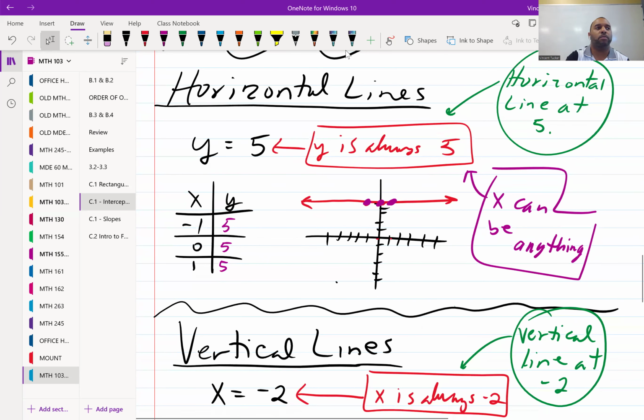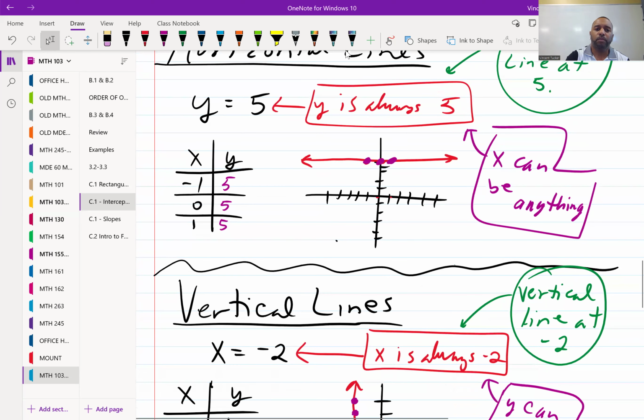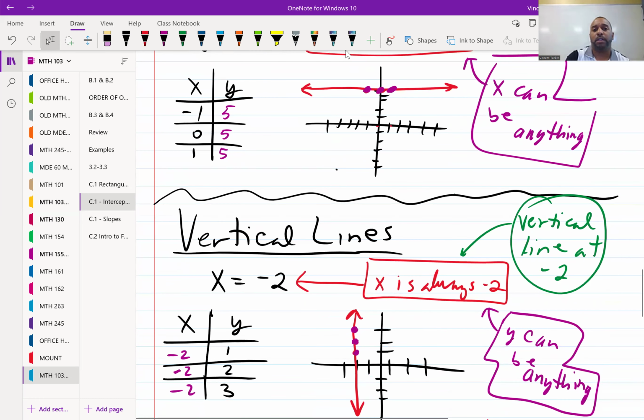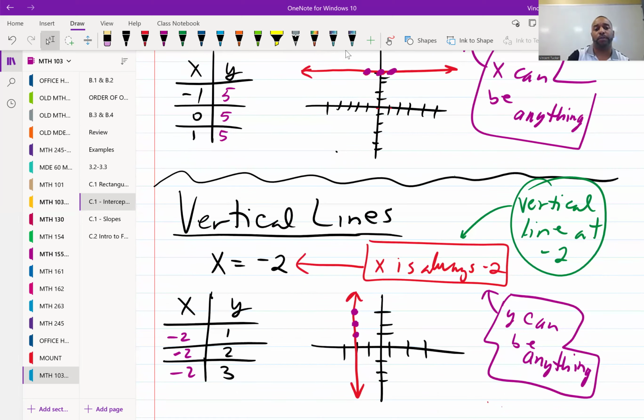Scrolling up some. So this one was y equal to 5. The opposite of that, we have x and y involved. And before we only had y, this time we only have x. So if you only have x equal to a number, then you should get a vertical line. In this case, we have x equal to -2. This means that y can be anything, but x is always going to be -2.